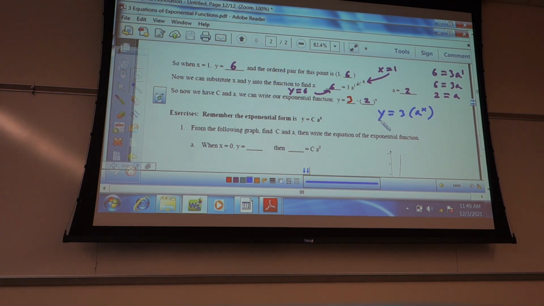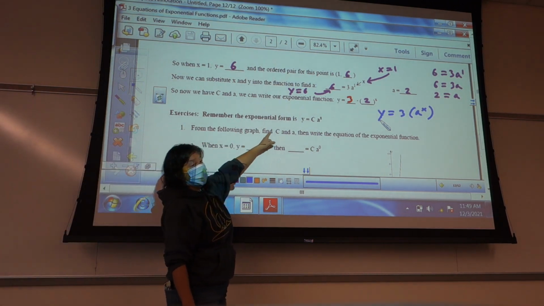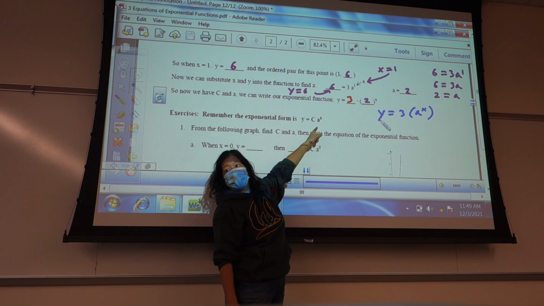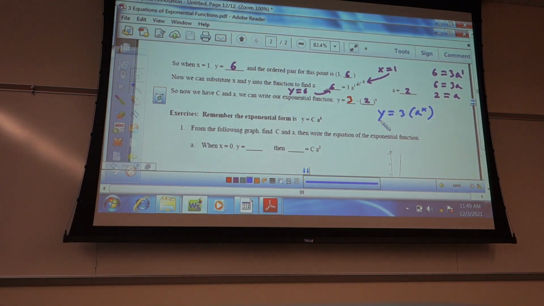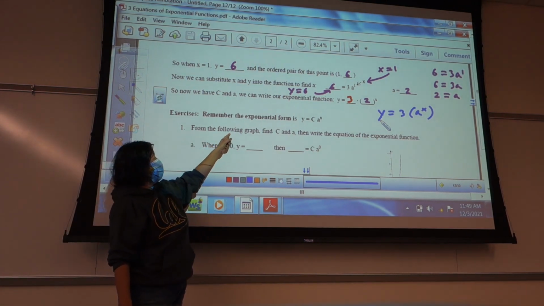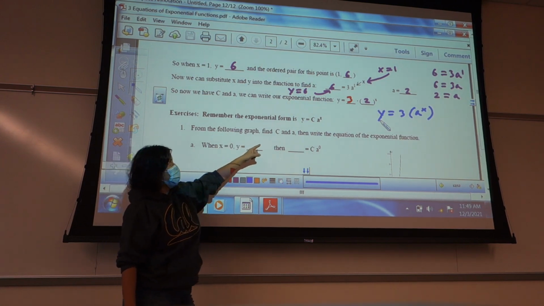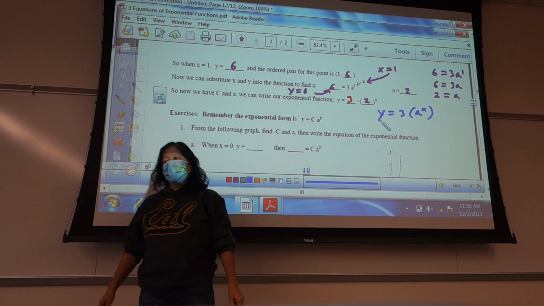All right, so now we're going to have you folks do some equations, exercises. Remember your exponential form is y equals c times a to the x. And if you want, you can put little parentheses around the a to the x if it helps you remember to do the a to the x part first. It's up to you. But find your c, and that's going to be your y-intercept. Plug that into your formula, and then plug another point in to find your a.